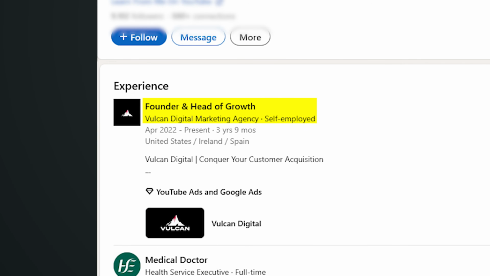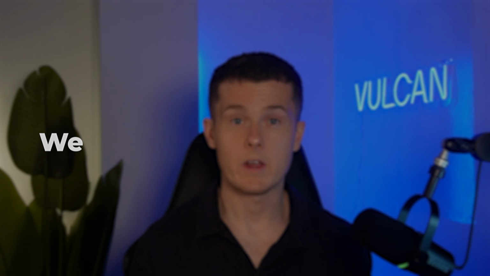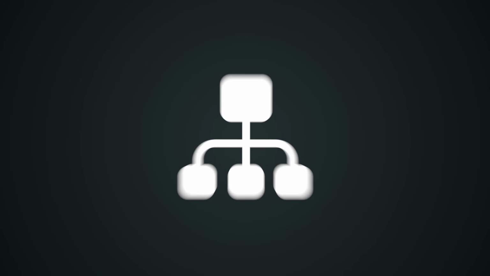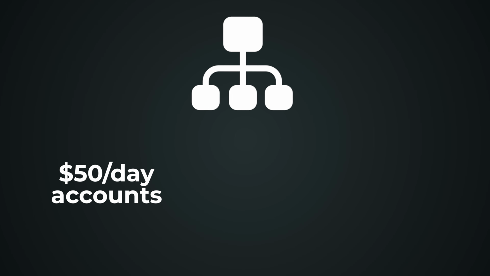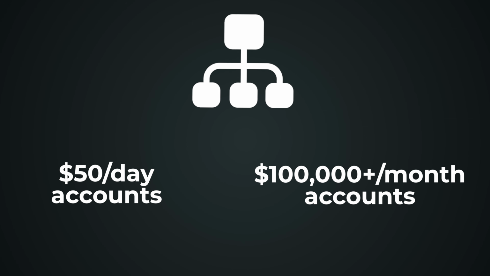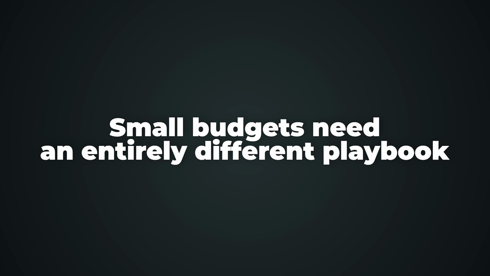For those of you who don't know me, my name is Liam. I'm the founder of Vulcan, a Google Ads agency for e-commerce brands. That $30 a day I just mentioned, we eventually got it profitable, and then we grew it. And over the past 6 years, I've taken the same framework and used it to manage everything from accounts spending $50 per day all the way up to now accounts spending multiple hundreds of thousands per month. The difference? I learned that small budgets need an entirely different playbook.